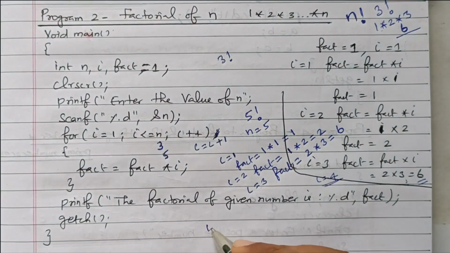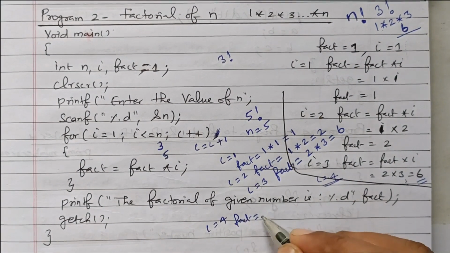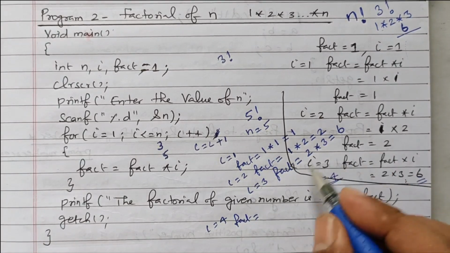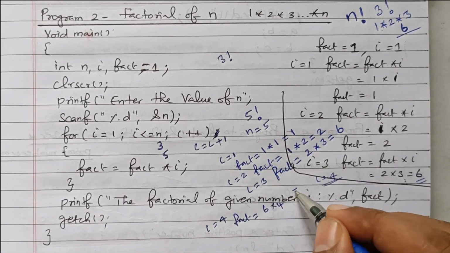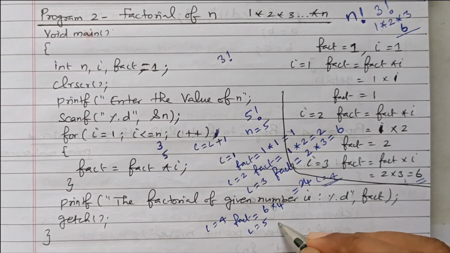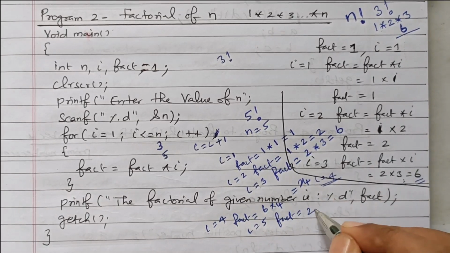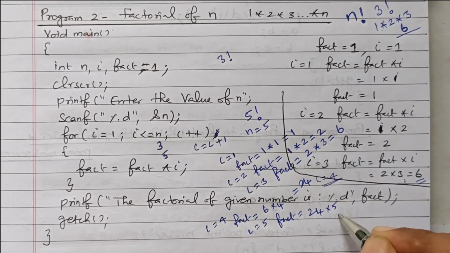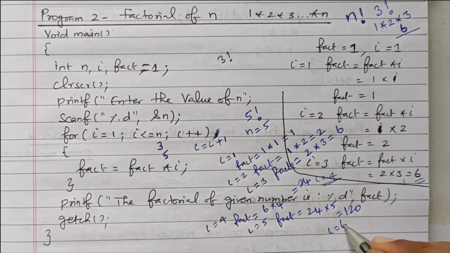Right. Now I becomes 4. Factorial equal to factorial into I. The factorial value is now 6. 6 into 4, 24. Now I equal to 5. Right. So factorial equal to factorial into I. Factorial value is now 24 into 5, that is equal to 120. Right. Now I becomes 6.